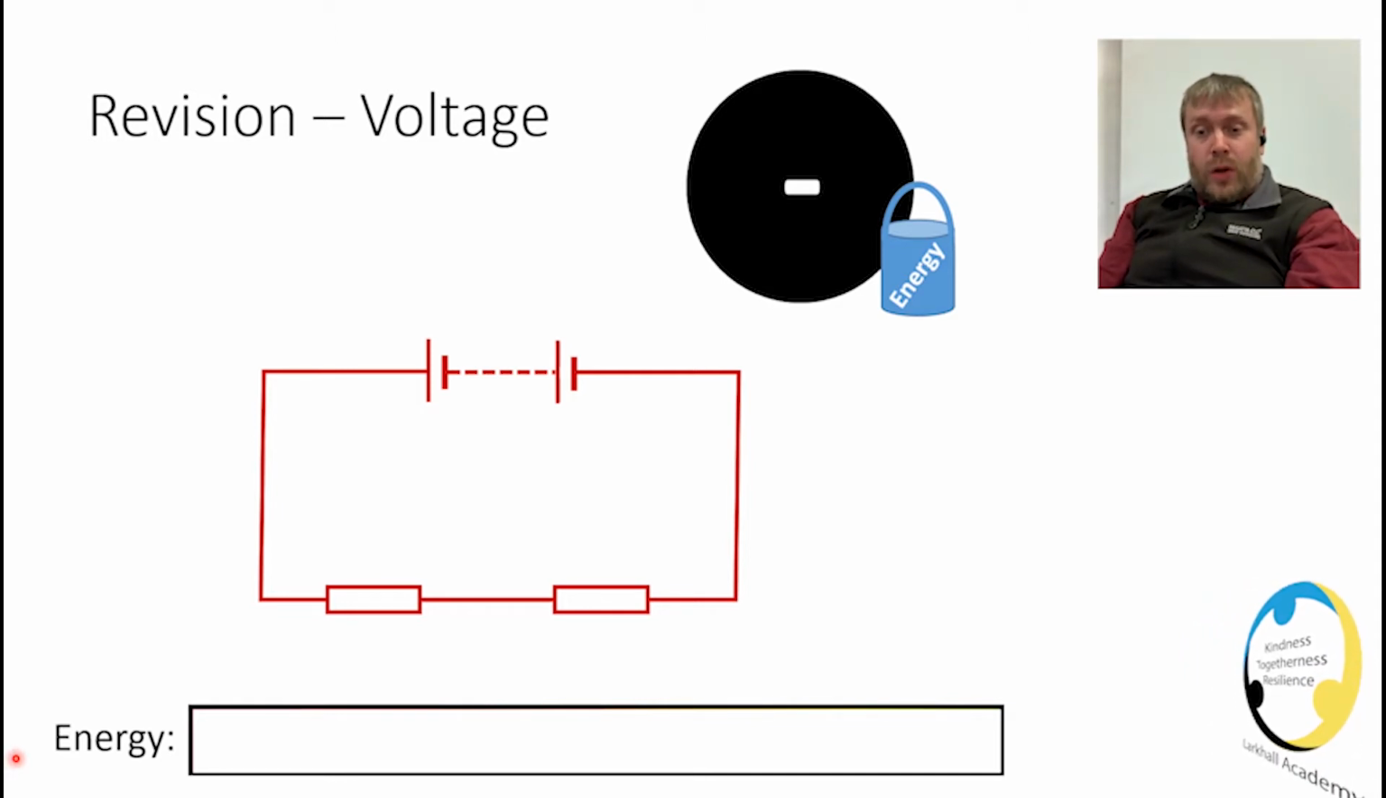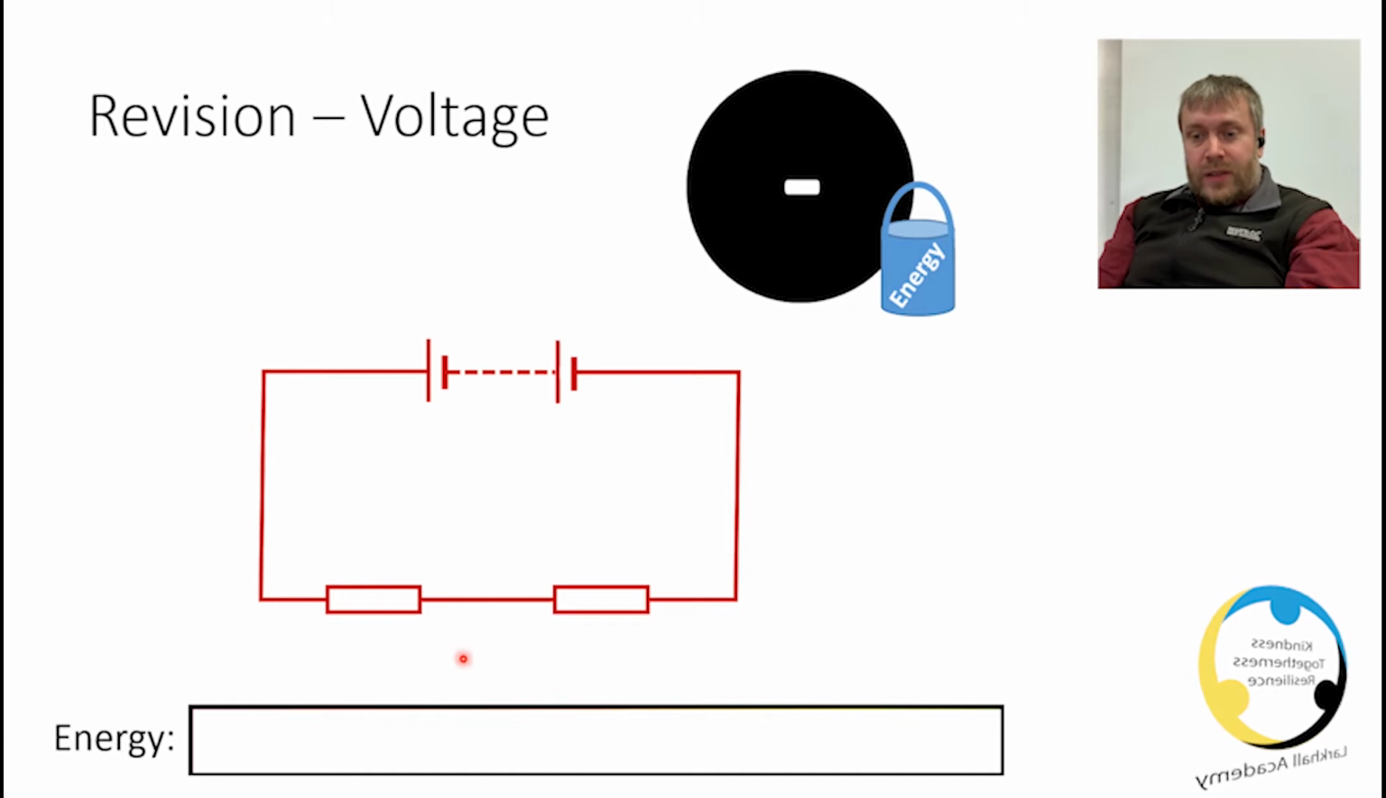And the reason we call it potential difference is we're looking at the difference in that potential on either side of each component. So it's the difference between the potential here and here, or the difference between the potential here and here.